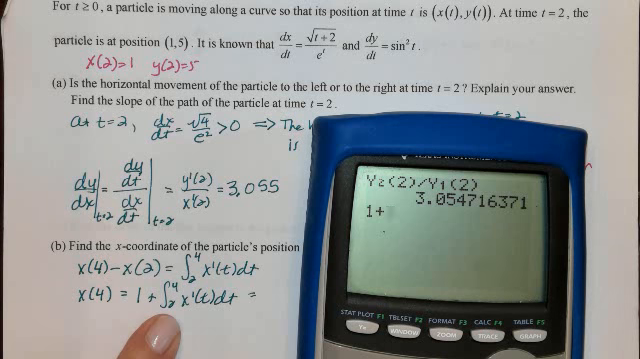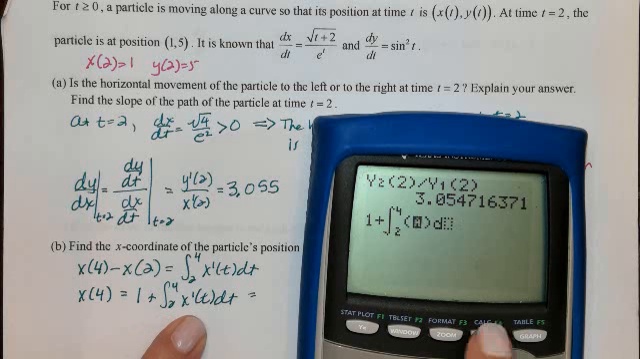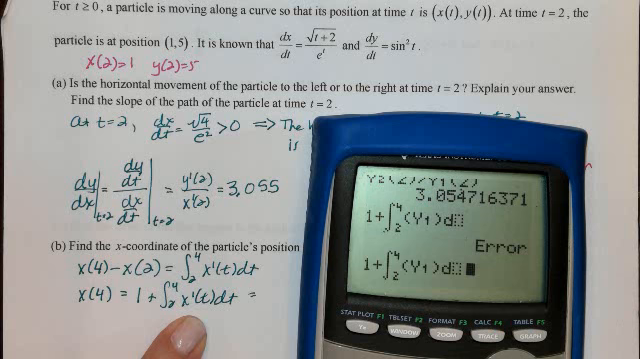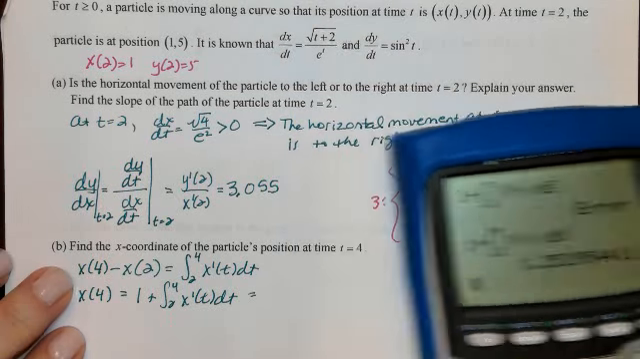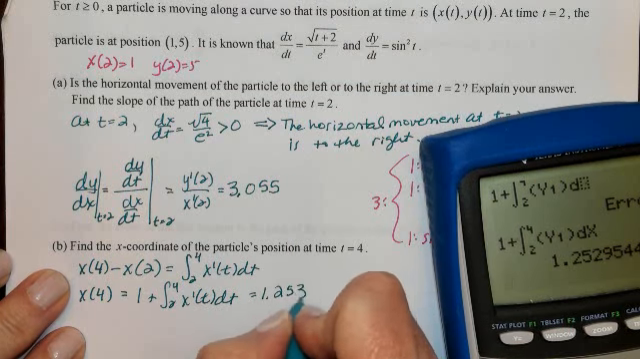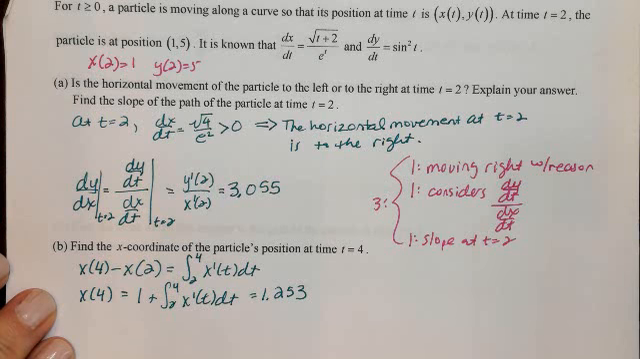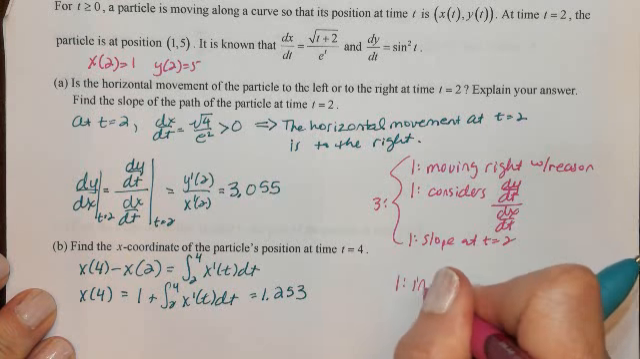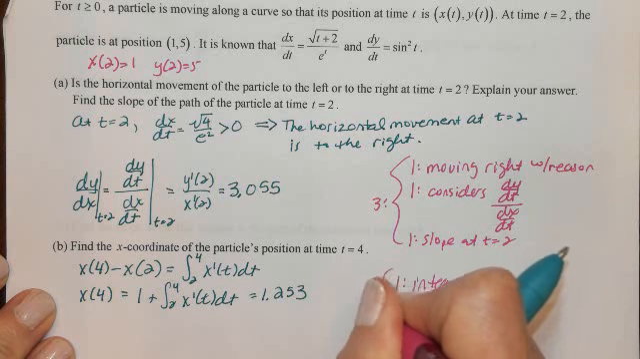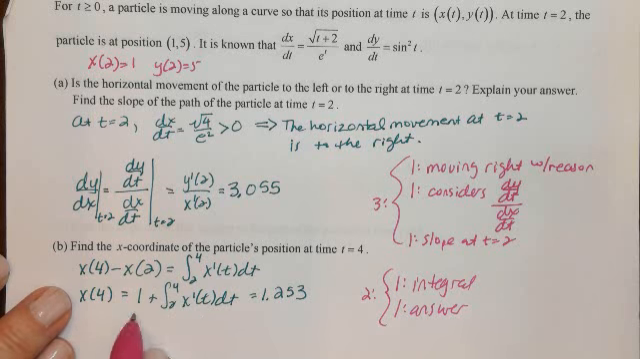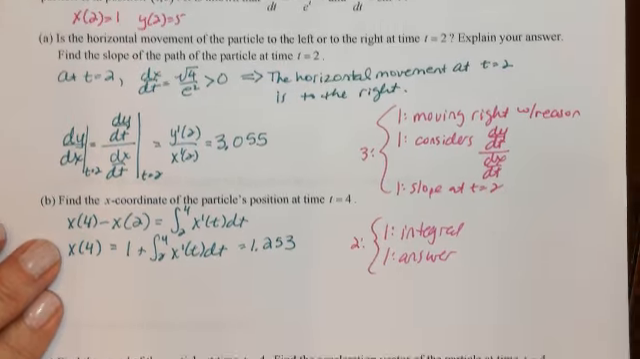So 1 plus math 9, 2 to 4 of x prime, which is my y1, right? Oops, I actually hit enter again. dx. There we go. So 1.253 or 1.252. This part of the problem was worth 2 points. 1 point for the integral, 1 point for the answer. This time, in this fundamental theorem problem, they did not just give us credit for using the initial condition. Oftentimes they do that.